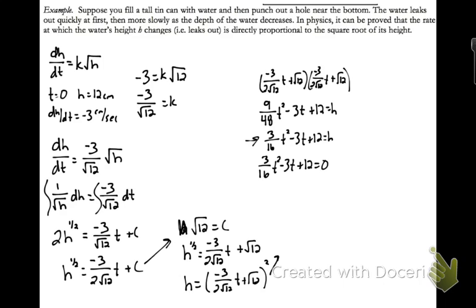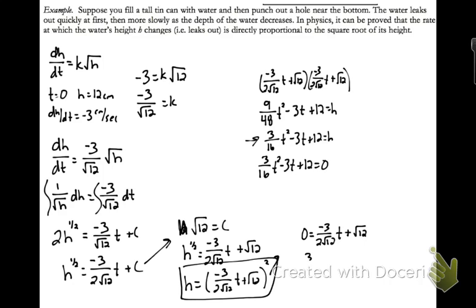Let's see. Multiply everything by 16. I might be able to factor it, but I think we'll just use the quadratic formula. Actually, if we go back to here, it's even easier to solve because we just want to know when does that equal 0, which means we want to know when does just the thing itself equal 0, because only 0 squared is 0.